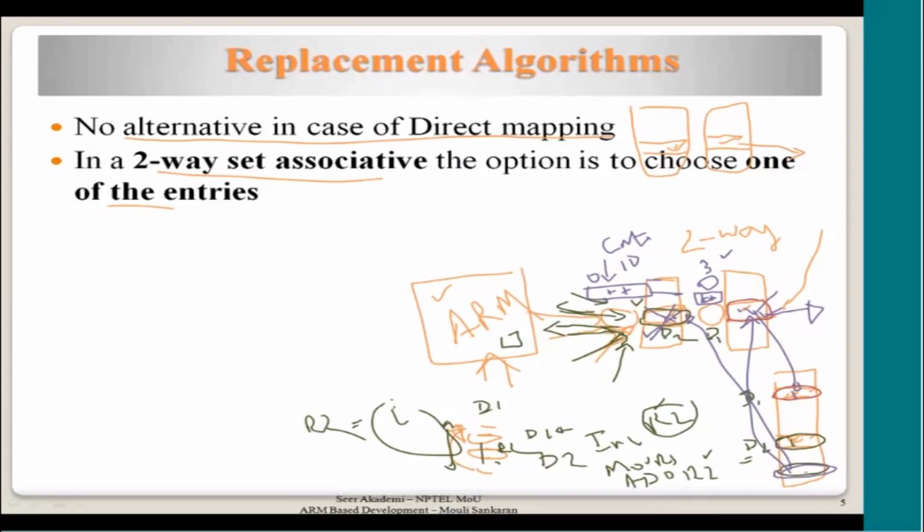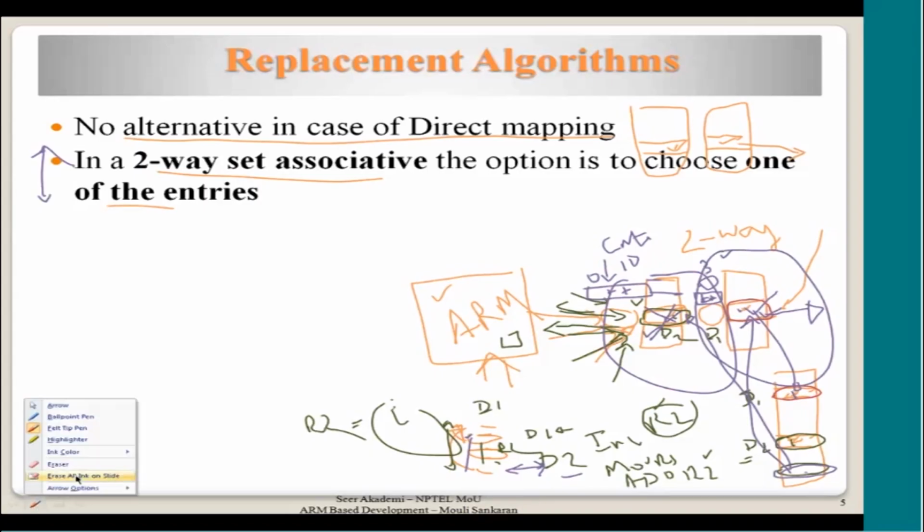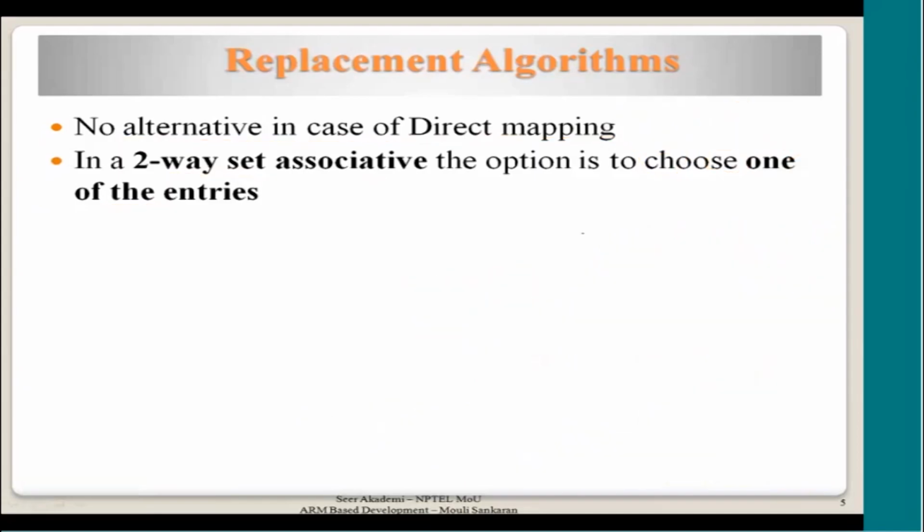So you should know, when we read something like this, what it actually means. Now you should go back to the program level, and see how it is converted, related to the register level, and how it is impacting the accesses to the cache, and then choosing this. If you have all this in the back of your mind, then you will have a better understanding. So in two-way associative, the option is to choose one of the entries.